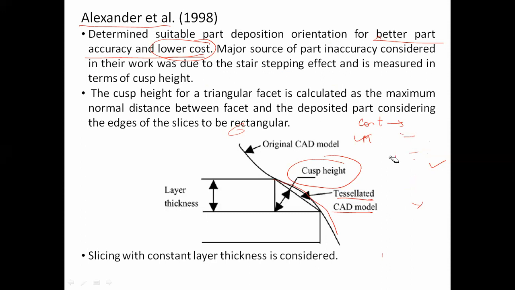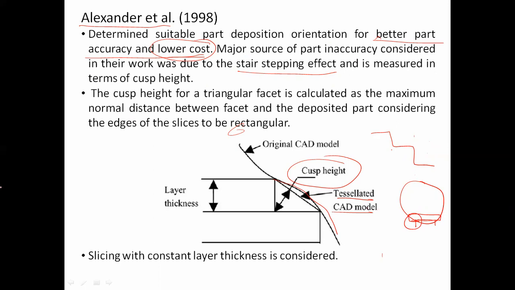His first concept for this part deposition orientation was to understand what the major sources of inaccuracy are. What he concluded was that the major source of inaccuracy is the staircasing effect. We have all seen the staircasing effect. If we have a part like this and we start to fabricate it, the part is actually fabricated like this. So this is the staircasing effect that you see.